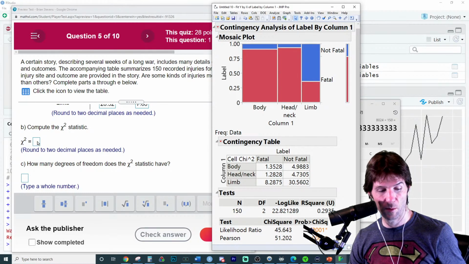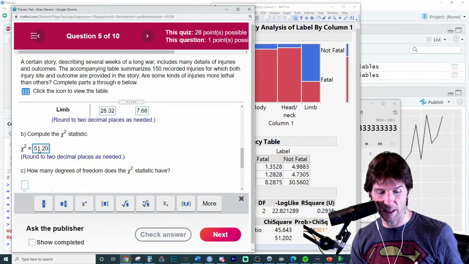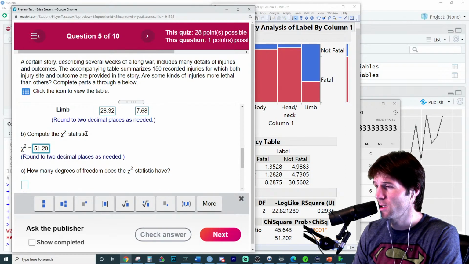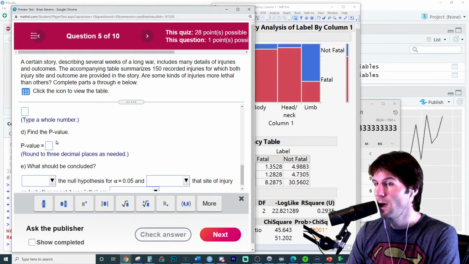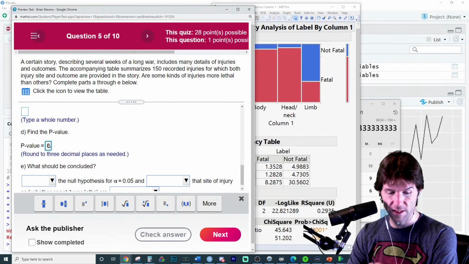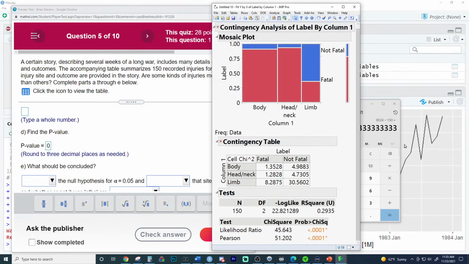And so 51.202. That's the chi-squared test statistic telling us how weird is this full test? Like, how odd is everything we see? And everything we see is very odd given there is no association, given they're independent of each other. The p-value here is 0. I know it says 0.00001 here, but if you hover over it, you can actually see it's ridiculous.